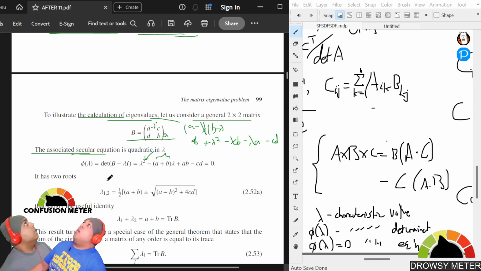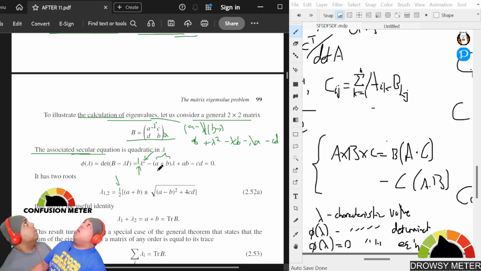So we're solving for lambda. We just use the quadratic formula. Minus b plus or minus the square root of b squared minus 4ac, over 2a. I feel like I'm missing something. Over 2 something. Yeah, I think it's over 2a.